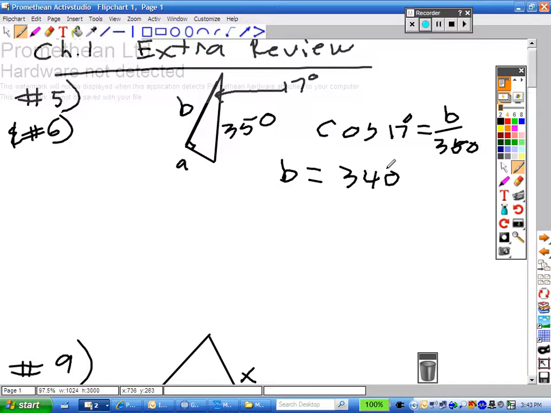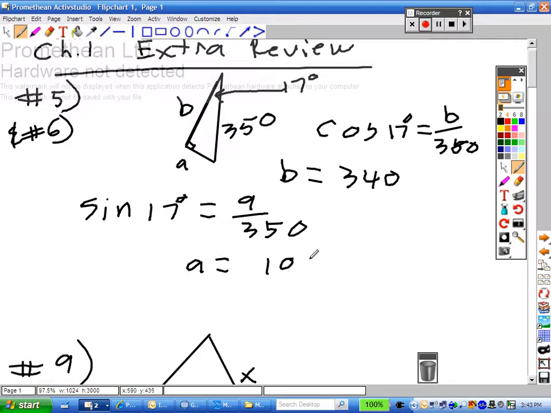Then you have a choice. You could use tangent, you could use sine. It would be best to use sine because we're using something we haven't solved for. Let's use the sine of the same 17 degrees equals the side opposite, which is A, over the hypotenuse, 350. Multiply both sides by 350, and A becomes 100, with the 0 being significant.